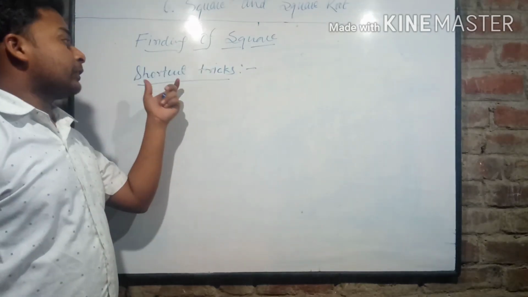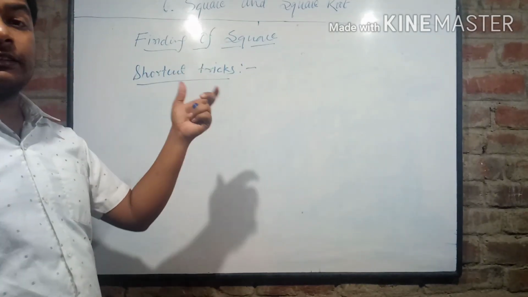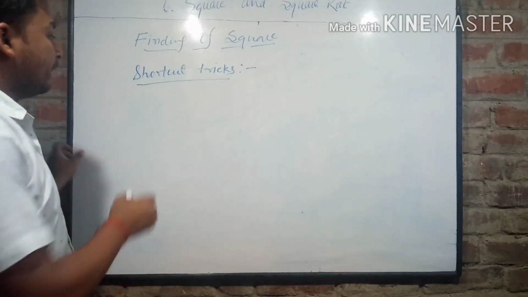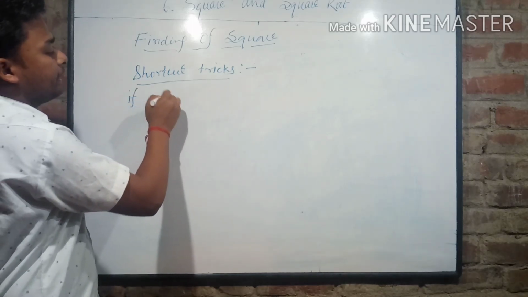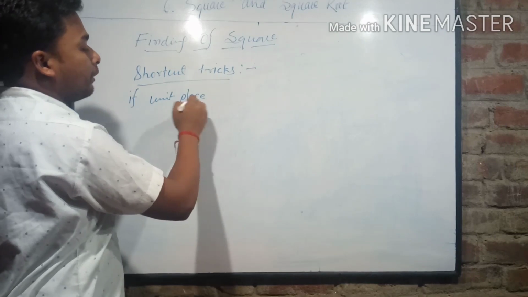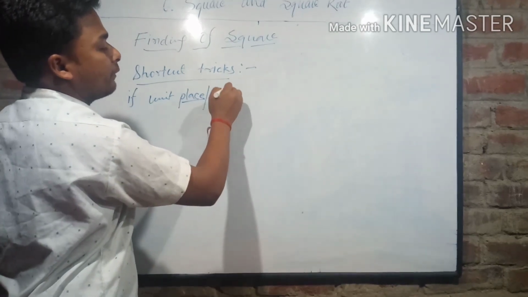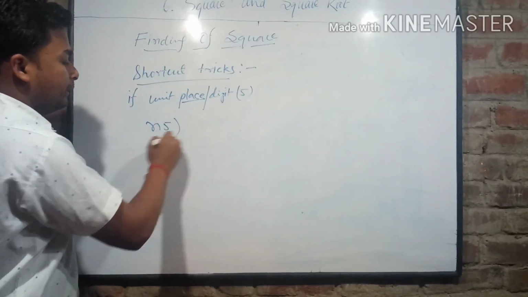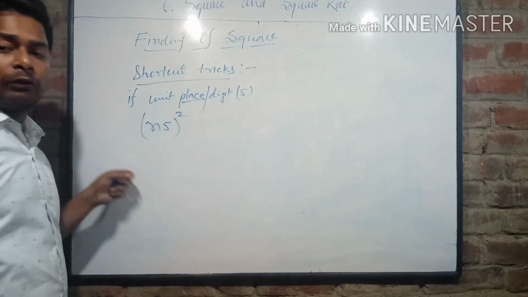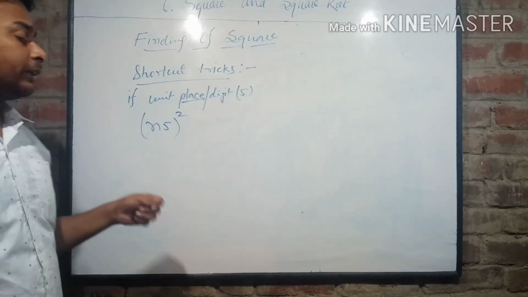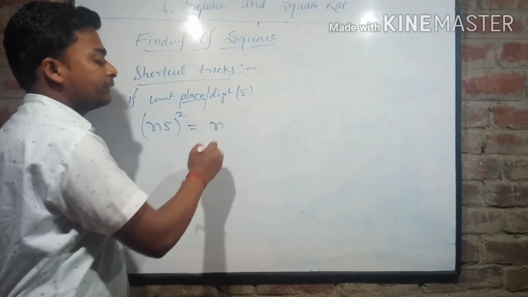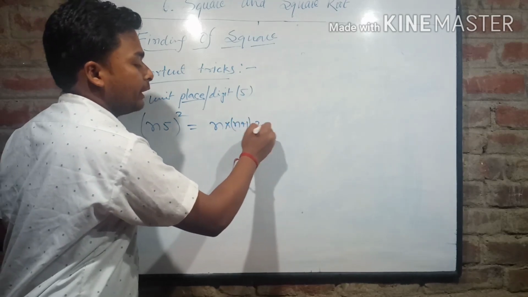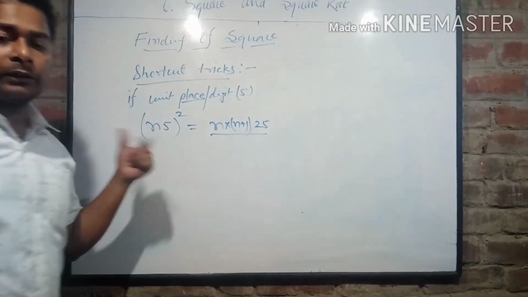Now we will learn the shortcut tricks which will take less than 5 seconds to find out the square of any number. The first pattern says that if the unit digit is 5, suppose any number is in the form n5. This n is any number and we have to find the square of (n5) whole square. Then it can be written as n into n plus 1, and 5 square is nothing but 25.